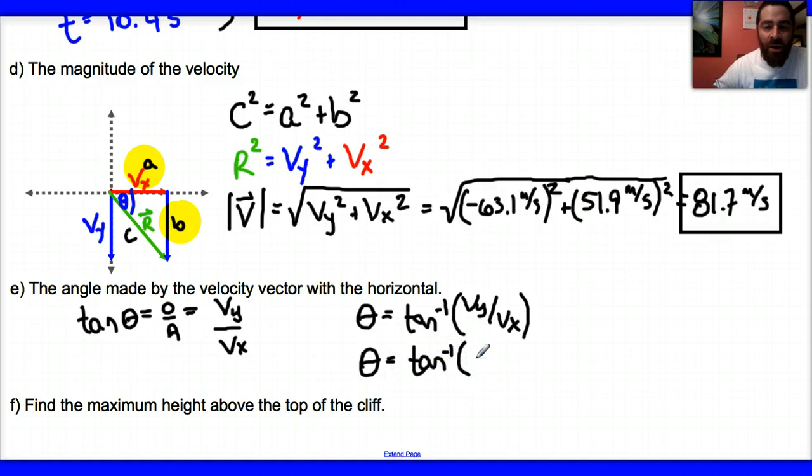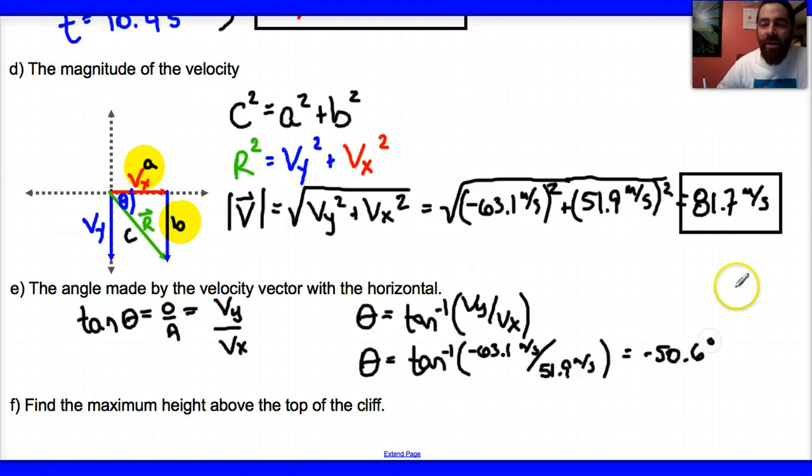Inverse tangent of my Vy, which is this value of negative 63.1 meters per second, and I'm going to divide that over 51.9 meters per second, which is my x component. When I run that through my calculator, I get negative 50.6 degrees, which is a fourth quadrant vector, and it is something on the order of what I expected. So the answer to part E is negative 50.6 degrees. All right, we're almost there. This has been a long one.